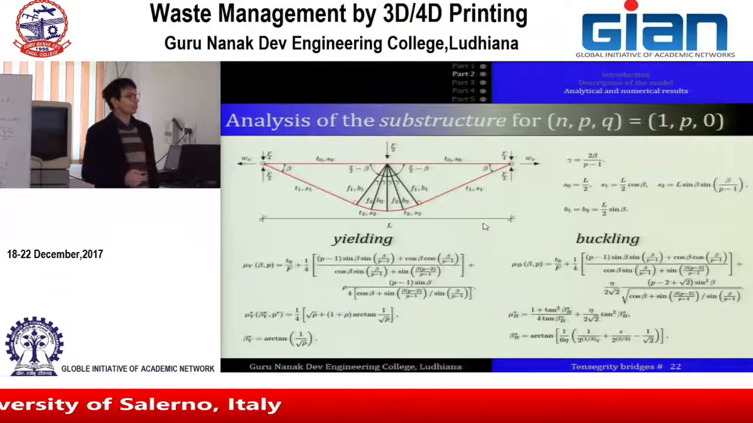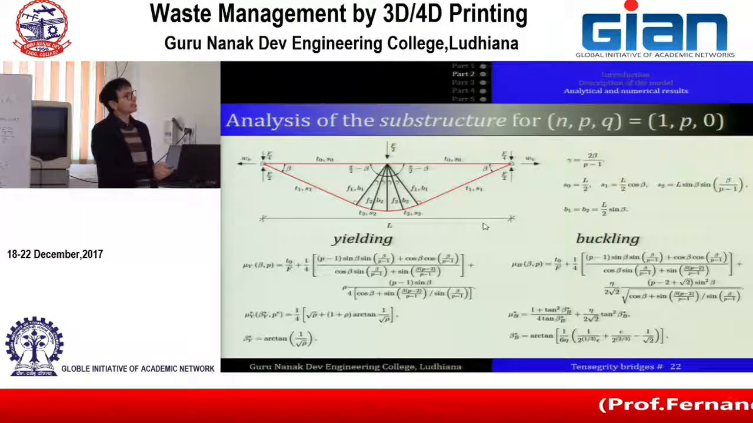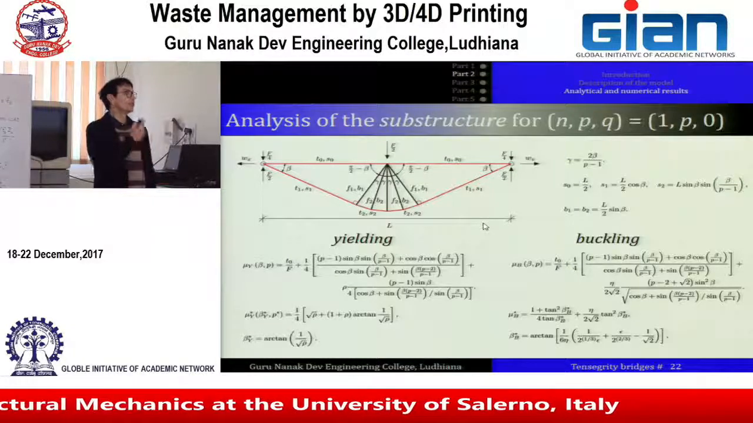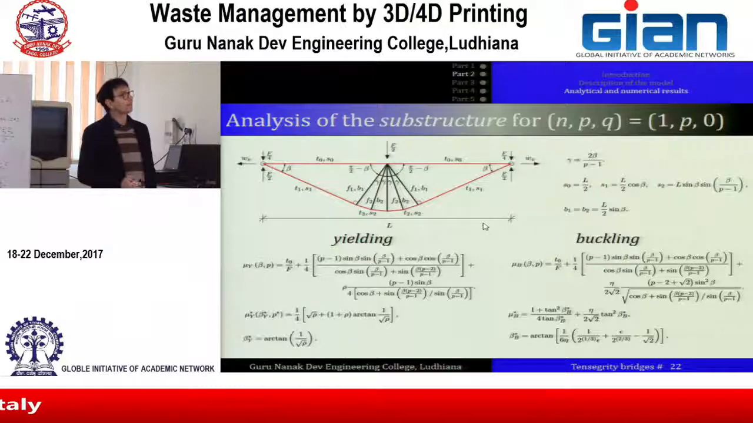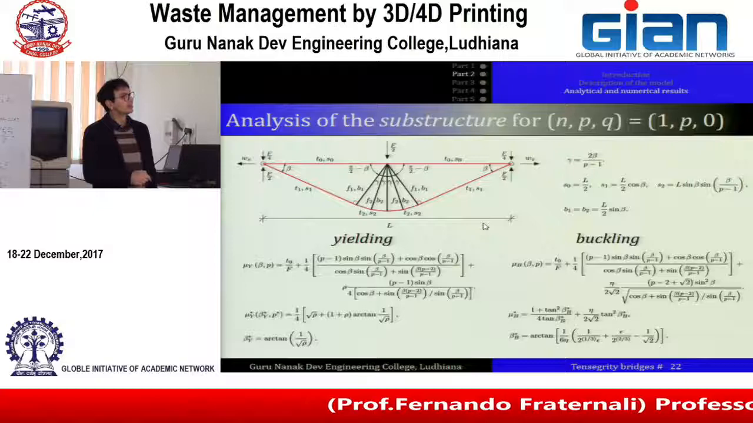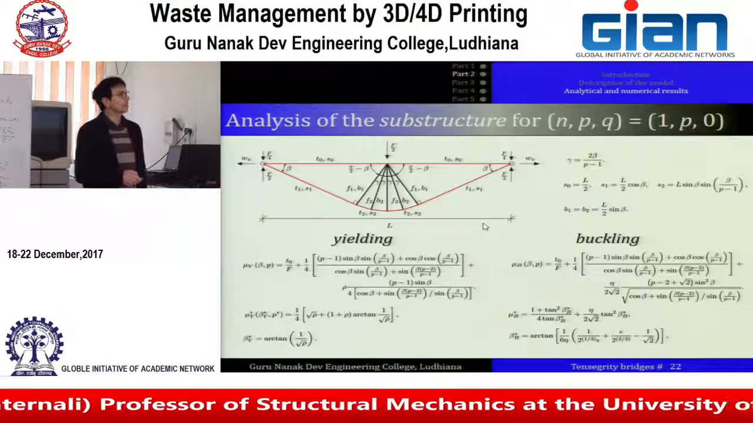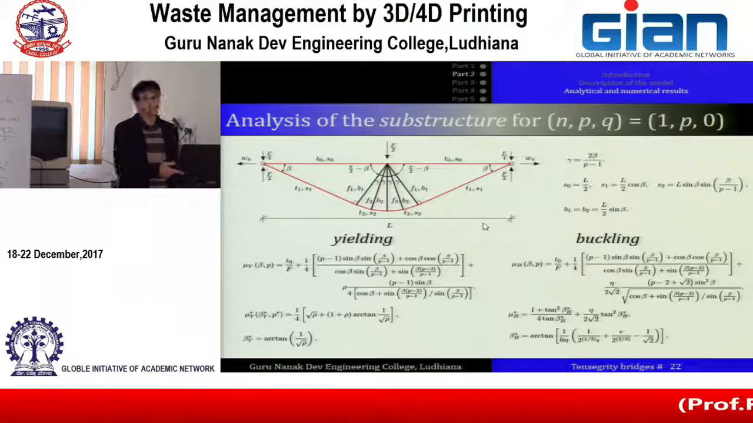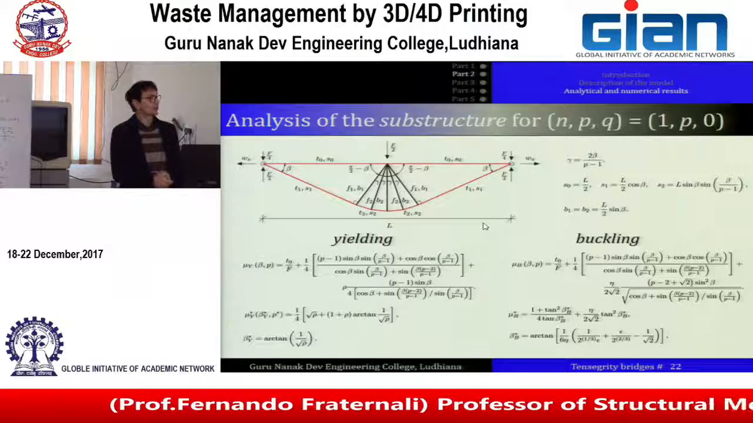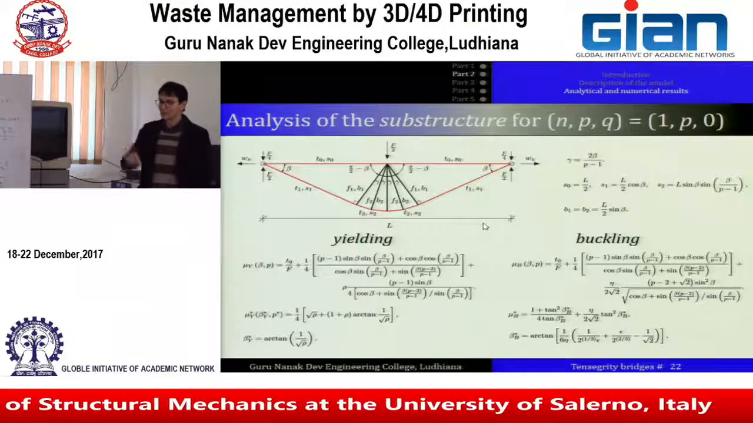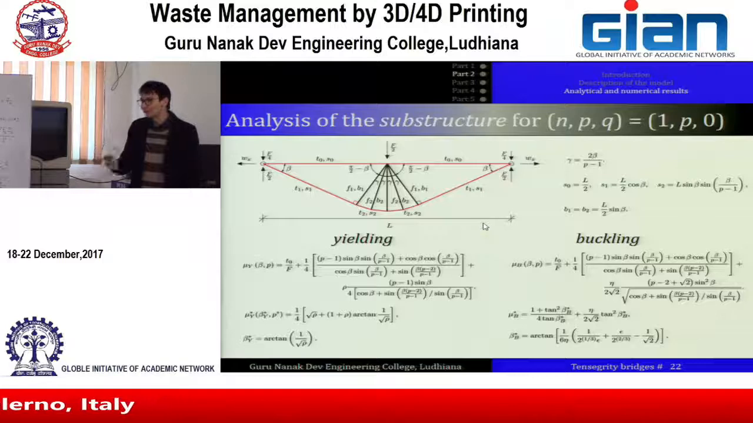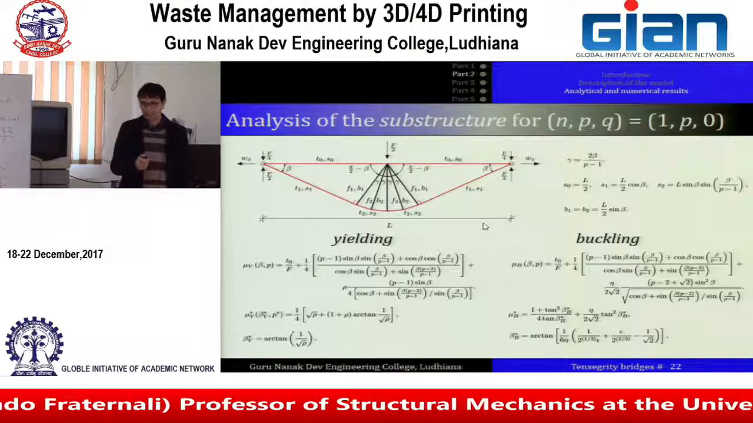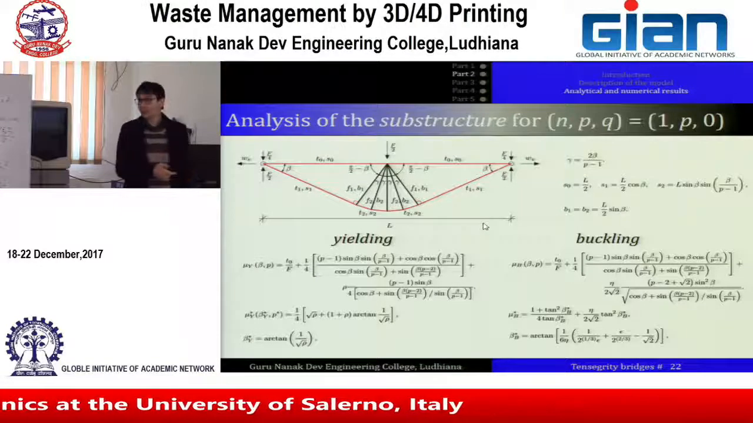And we do the same for the substructure. This is the design for n equal to 1, p generic, the number of rays is arbitrary, and q equal to 0, where q is the number of rays of the superstructure, because we are examining only the substructure. So this is the mass of the substructure to avoid yielding and buckling. Now we compute which is less, the mass of the substructure or the mass of the superstructure, and we know which structure is better. But this mass is a function of alpha and beta, because the computation of the forces depends on alpha and beta.